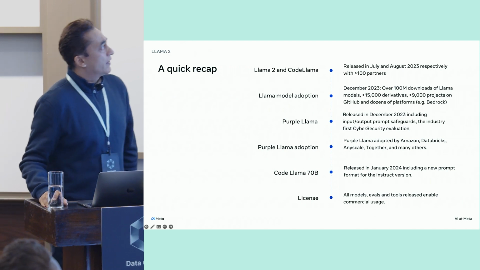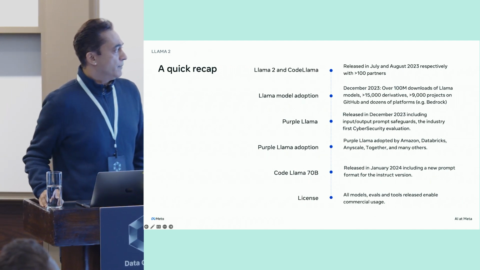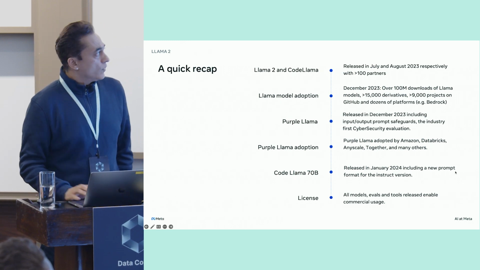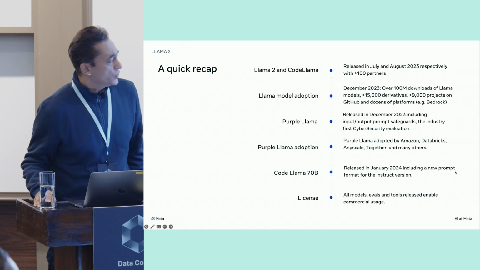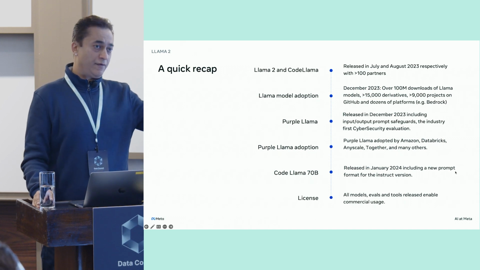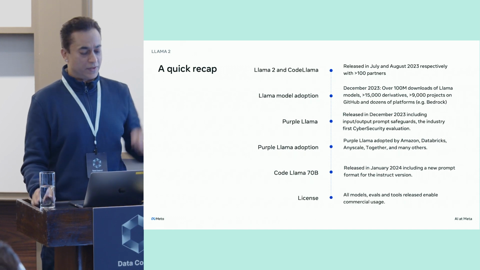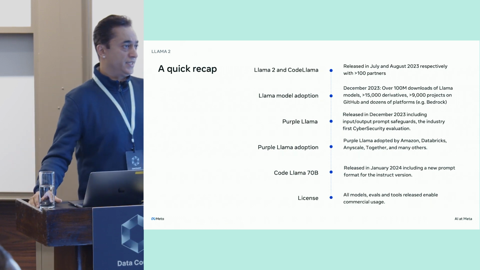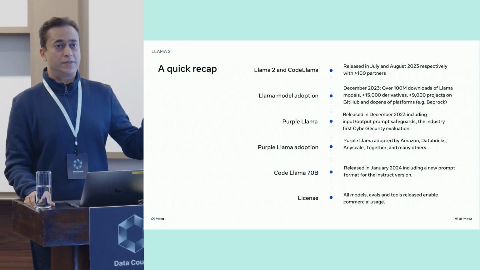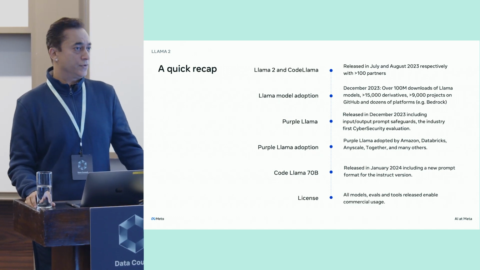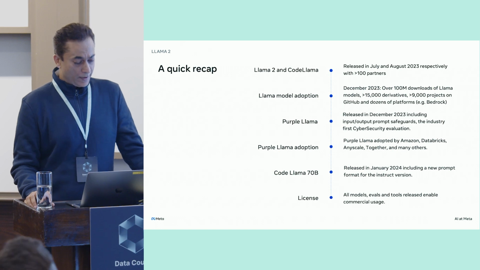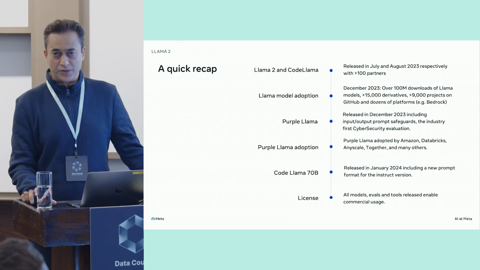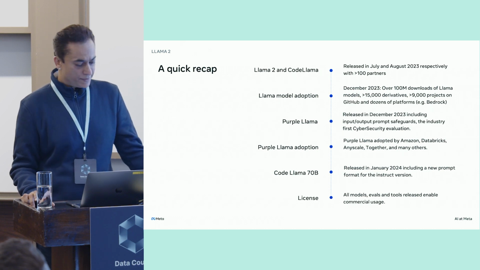So this is a quick recap on the bunch of releases we have done over time. It started in July of last year, even before that in February, where we launched Llama 1, and then we launched Llama 2. We launched it with over 100 partners, from big partners to small cloud providers as well, like Together, Replicate, and so forth. All the major CSPs, which is Azure, AWS, GCP, host Llama models.